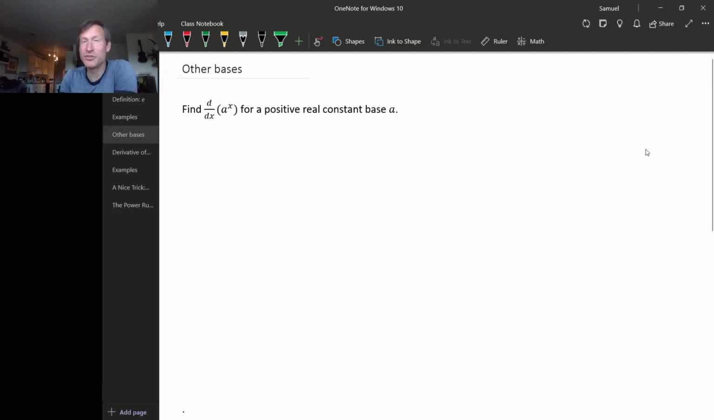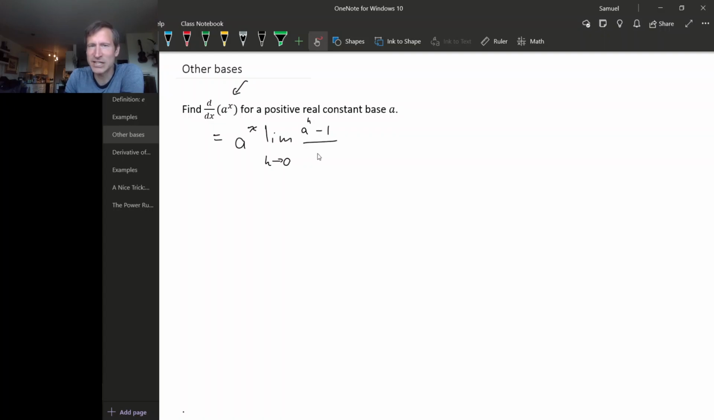Now that we've found the derivative of the exponential function e to the x, we should probably come back and try to figure out what the derivative of all the other exponential functions with different bases are. So remember, what we found originally was that the derivative of a to the x is a to the x times this crazy limit as h goes to 0 of (a to the h minus 1) over h. And the problem is that we didn't know the value of this limit.